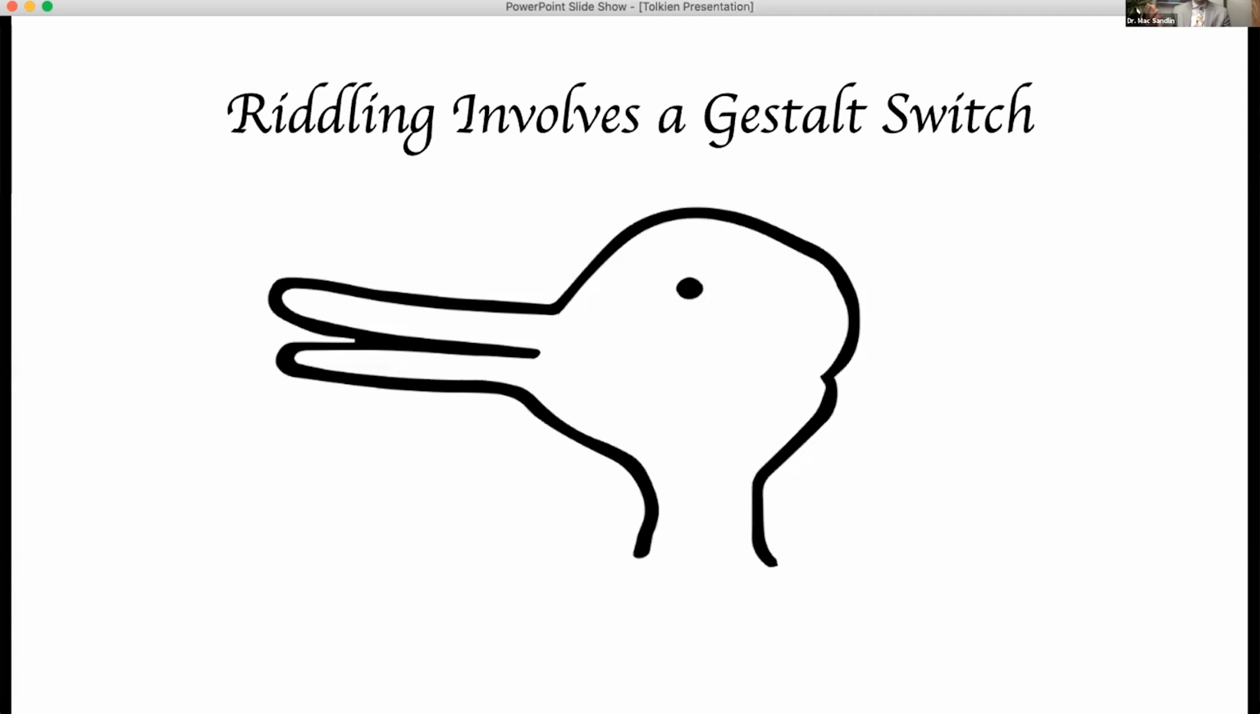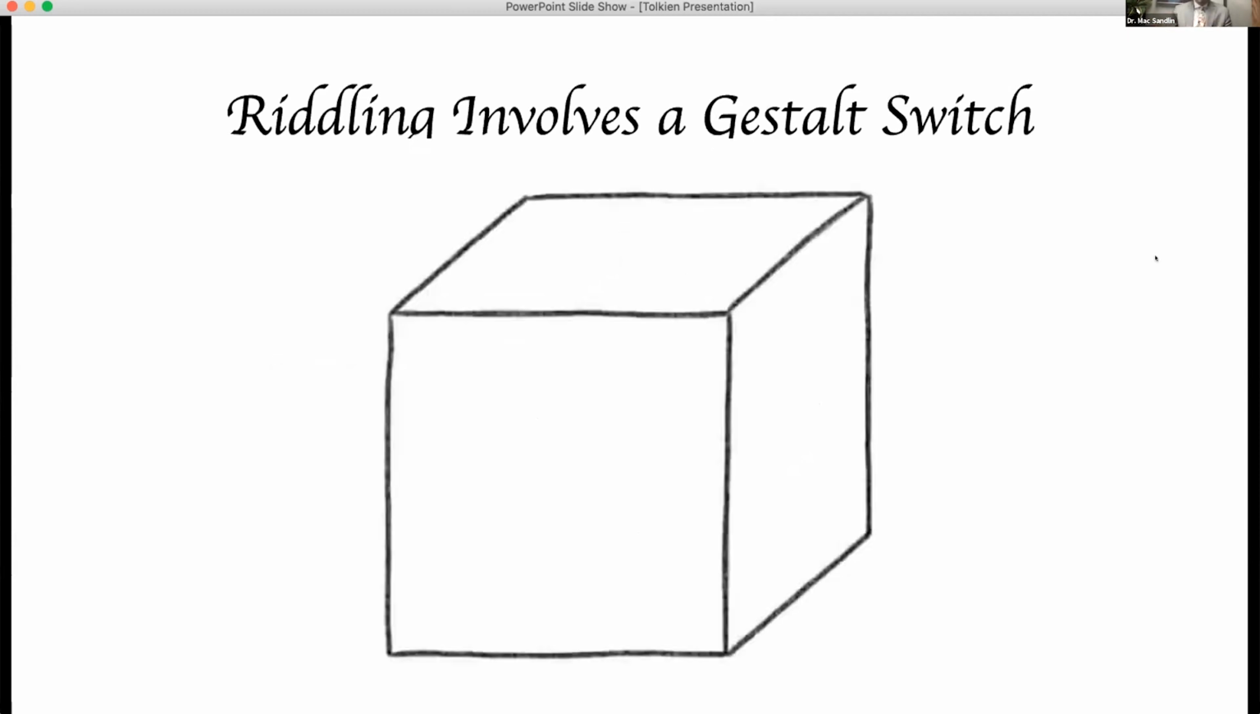It's the Elvish word for friend. He makes the Gestalt switch just like you make the switch from rabbit to duck or duck to rabbit. Now, let me show you this next picture that's slightly more interesting.